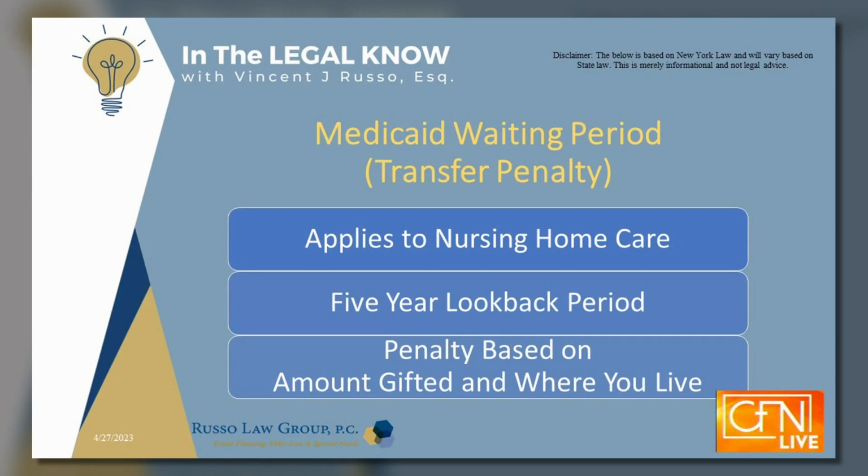But if it's nursing home care, then there is a waiting period. There's a 5-year look-back rule to see if you've transferred any of your assets, including your home. Then there's a penalty, a waiting period assessed based on the amount gifted and where you live. It gets a little complicated. It's based on how old you are when you transfer the home and what county you live in. Then they determine a waiting period, a number of months where Medicaid will not cover your care.